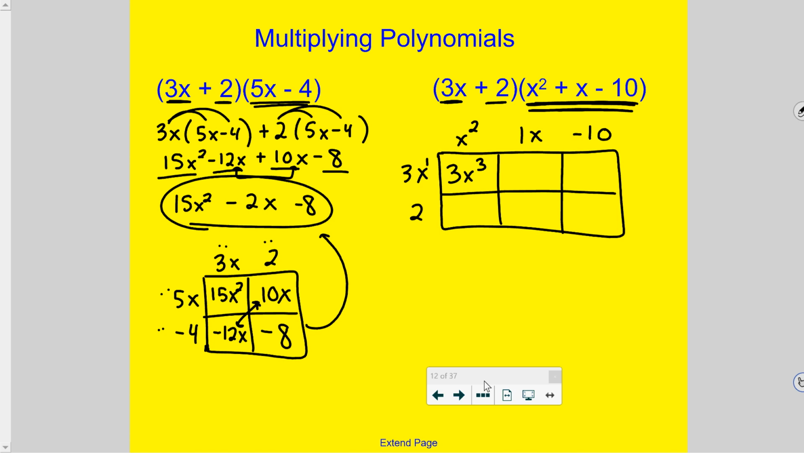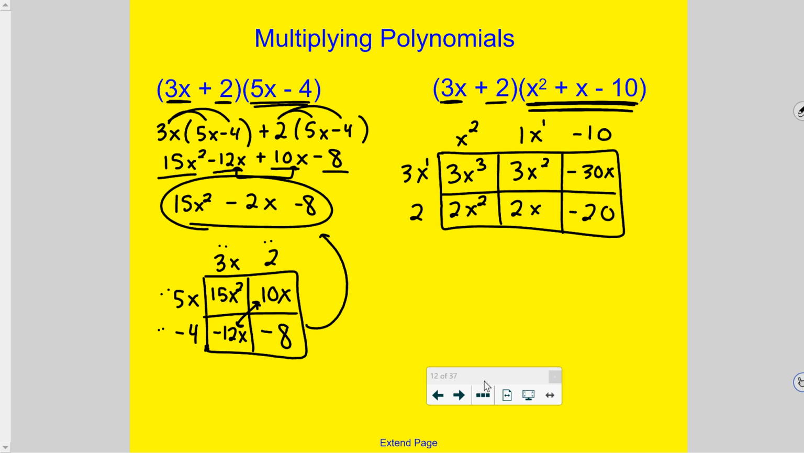3x times 1x will get me 3x to the second, because this one's also like a first, so those ones add up. 3x times negative 10 is negative 30x. Second row, 2 times x squared. Just throw them together. 2 times 1x, 2x. And 2 times negative 10, negative 20.